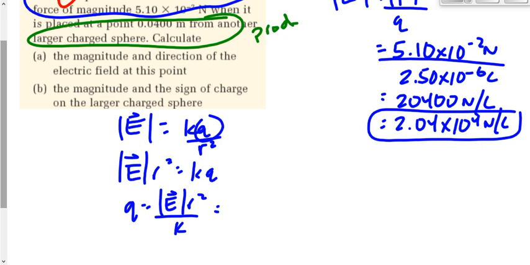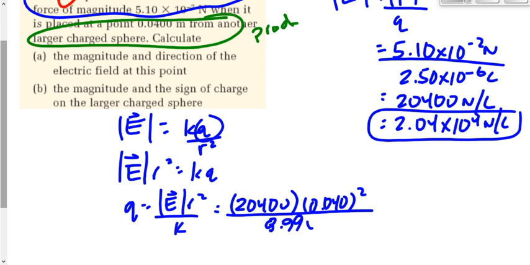We just found the field strength, 20400 times R squared, 0.04 squared, divided by K. I'm not sure what that worked out to be, but you can figure that out, right? Whatever it is, it's going to be in coulombs, and it's going to give you a positive value. Now, that doesn't mean it's a positive charge, just because we got a positive value. Q in the equation is always a positive value.